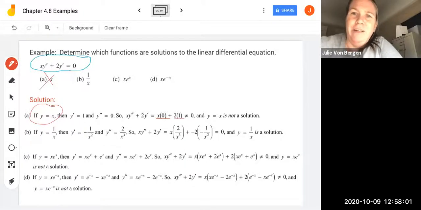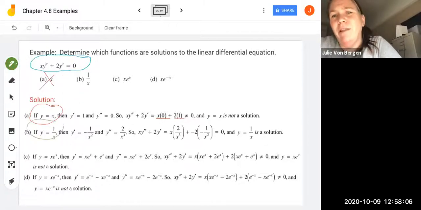Our second function we're going to check is if y equals 1 over x. And so then the first derivative is negative 1 over x squared. Remember, when you take derivatives of 1 over x, you rewrite it as x to the negative 1 and then apply the power rule. So that's where the negative 1 over x squared comes from. It'd be negative x to the negative 2 after we apply the power rule. And then we rewrite it in this form here, negative 1 over x squared. The second derivative, y double prime, is 2 over x to the third power.